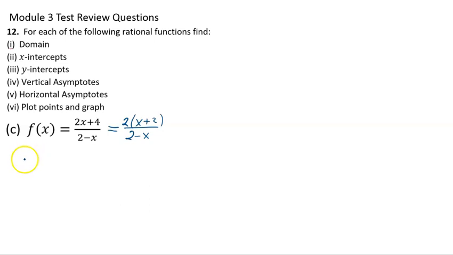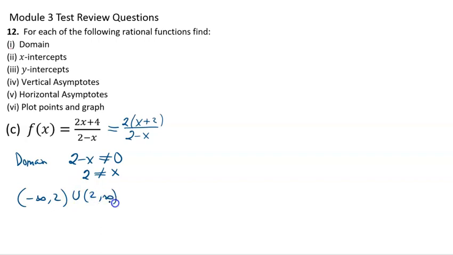So the domain here is x cannot be whatever makes the denominator equal to 0. So I say 2 minus x is not 0. You could put equal to 0, that's fine. Add the x over. So 2 cannot be your x value. So that means negative infinity to 2 with a parenthesis, union 2 to infinity is your domain in interval notation. In other words, x is not allowed to be 2 ever because it makes the denominator 0.